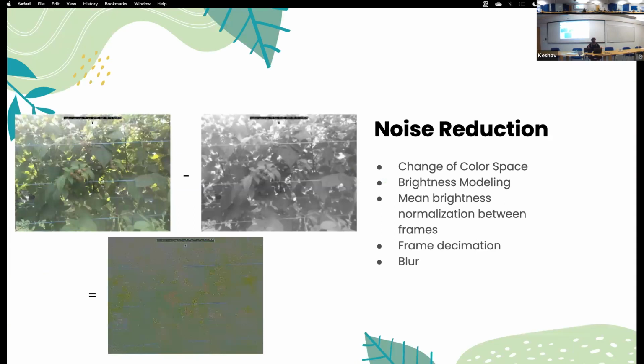So looking at this first step, noise reduction, as mentioned before, because we're working at the scale of insects, this is a crucial step. Otherwise, all of your data is going to be quite garbled and unusable.